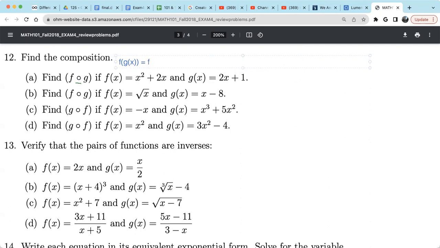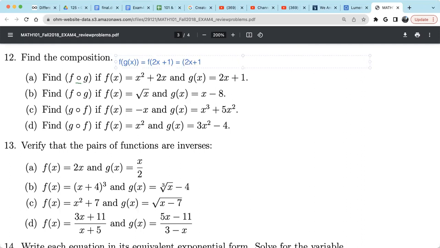But f takes g as input. So what is g? G is defined as 2x plus 1. Right? So we write it as f takes 2x plus 1 as input. And how is f defined? F says square the input, then plus 2 times the input. So now our input is 2x plus 1.